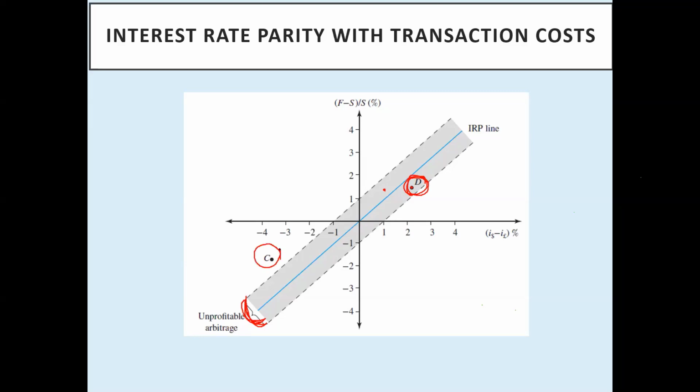Now, when you stay on this point here, which is C, your discrepancy is explained by two things. The first thing is transaction costs, which you cannot arbitrage away. And the second thing is an actual profitable arbitrage opportunity. So in this case, you can arbitrage, and through your arbitrage activity, you will move down to this point here.